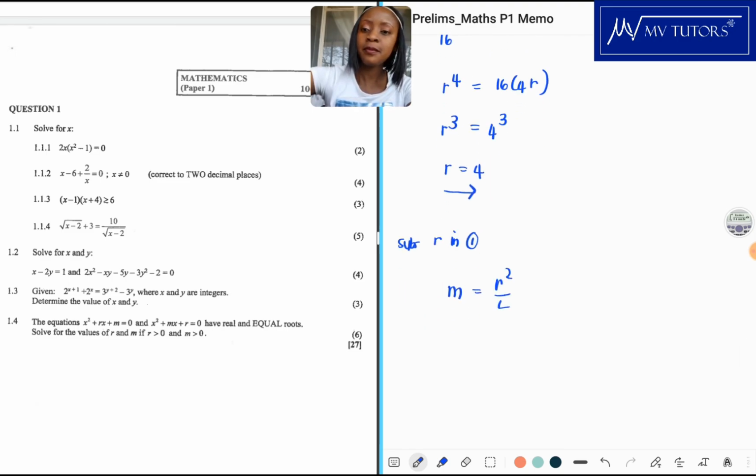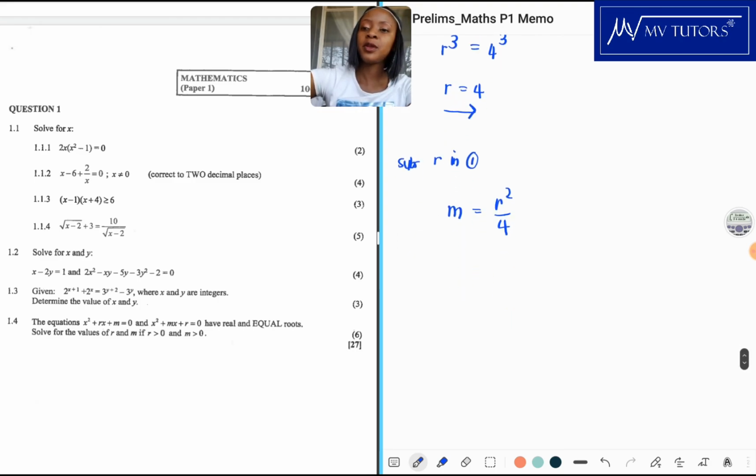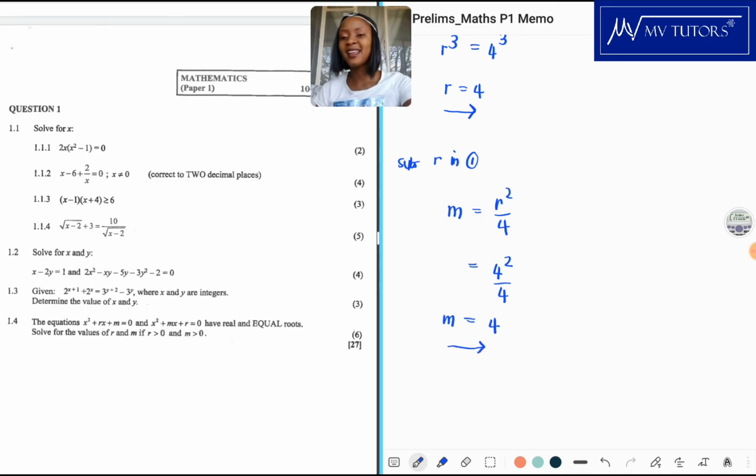So we know that we have 4 squared over 4, and that's basically 4. So m is also 4, and both of them, r and m, are bigger than 0, so I think we're done. Okay, and that's it. We're done with question 1. Whew. Question 2. See you later.